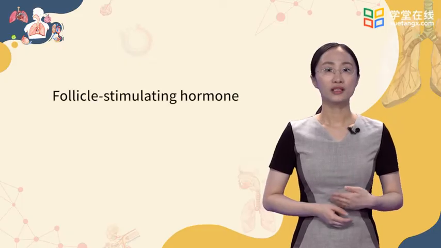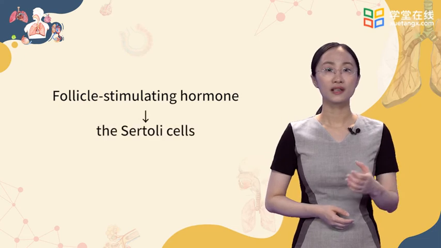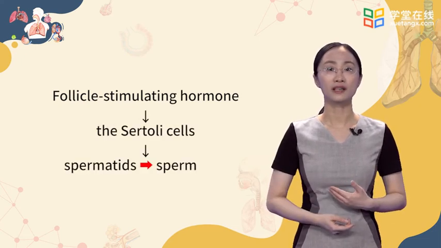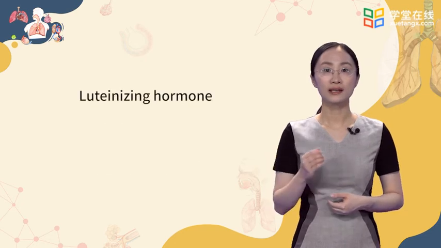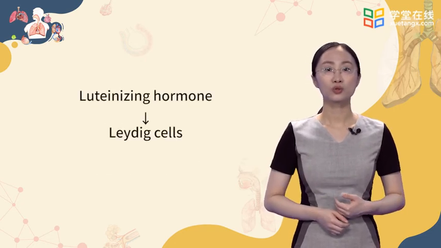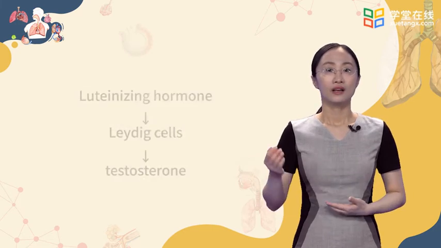In the previous lesson, we have mentioned that both luteinizing hormone and follicle-stimulating hormone are secreted by the pituitary gland. Follicle-stimulating hormone stimulates the Sertoli cells to convert the spermatids to sperms, while luteinizing hormone stimulates Leydig cells to secrete testosterone. It is this primary male hormone that generates the characteristics that distinguish a man from a woman. Now, let's see the function of testosterone in the male.